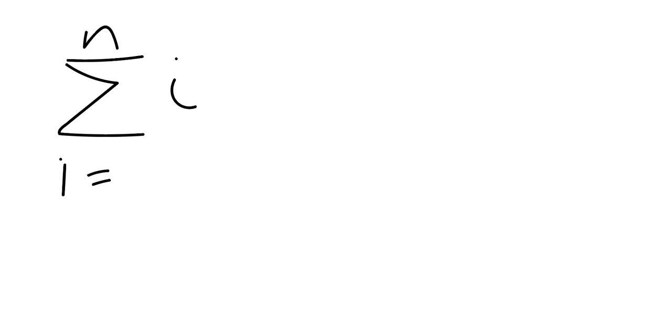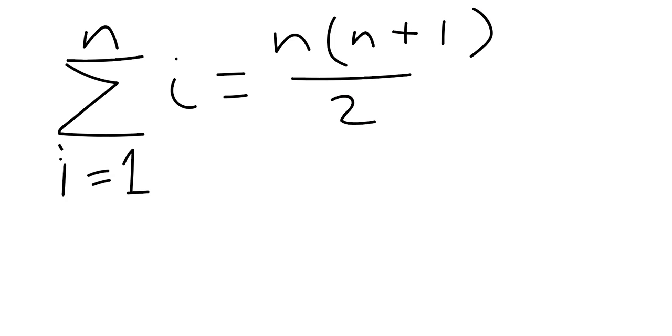Next, let's take a look at Gauss's formula. I think the reason they call this Gauss's formula is because apparently when Gauss was a kid, he got in trouble with his teacher, and his teacher made him compute the sum of the first n numbers, and he did it very quickly. He said this was n times n plus 1 all over 2, and so his teacher was pretty impressed. So yes, this is called Gauss's formula.